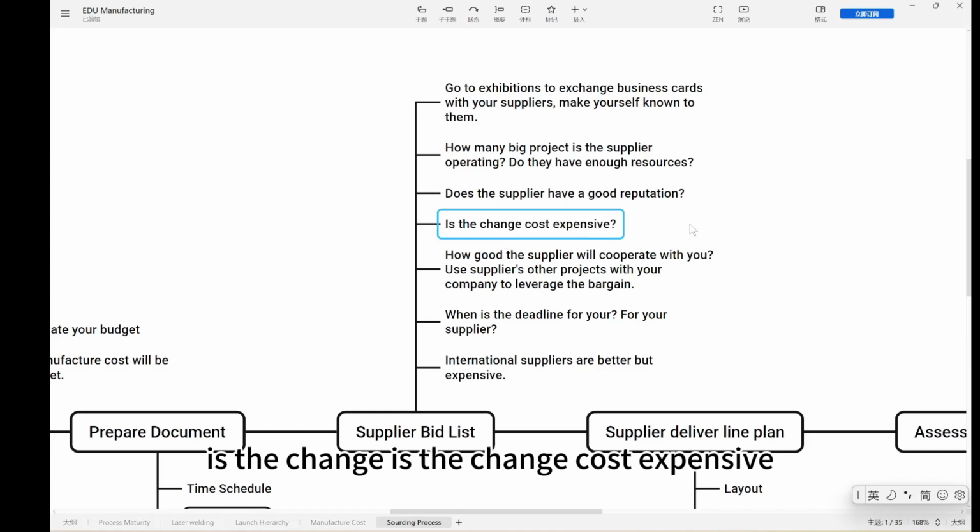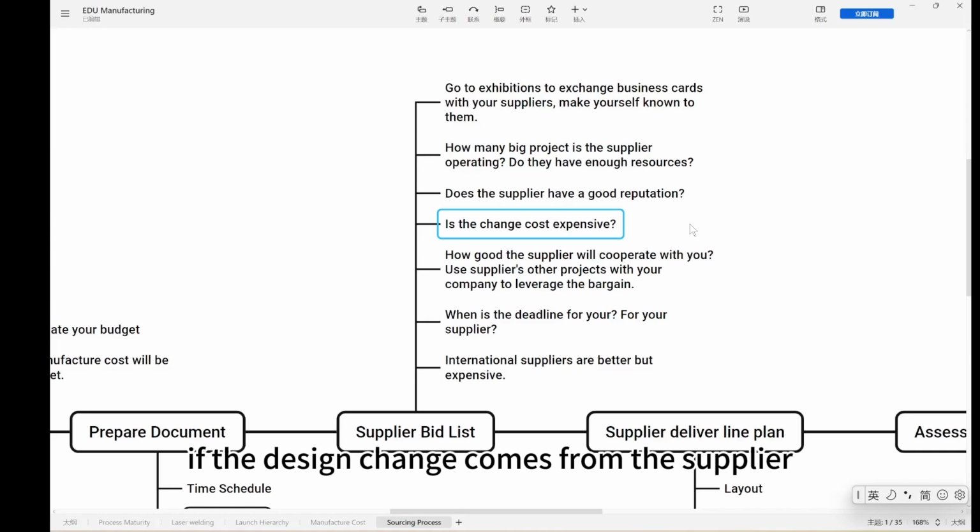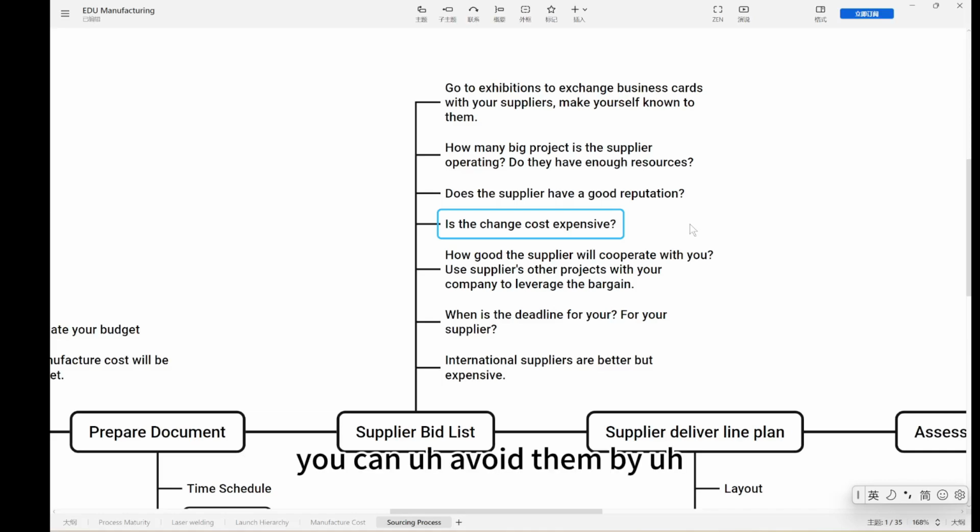Okay, then, is the change cost expensive? A lot of suppliers like to rob their clients during changes, or if the design change comes from the supplier. You can avoid this by specifying, for example, 3% of the total price. If the change is under 3% of the total price, the supplier must absorb it by itself. They cannot bill us. Or you need to check the price and make sure the price is reasonable. You need all your bargaining skills at the meeting table to discuss with the supplier.